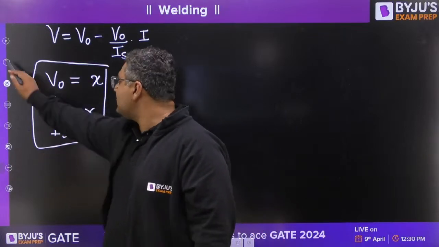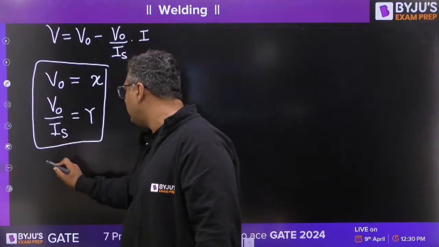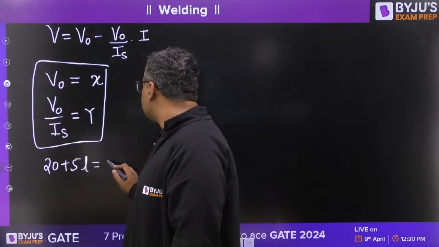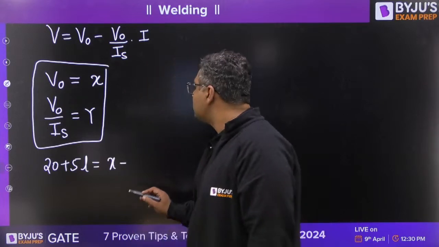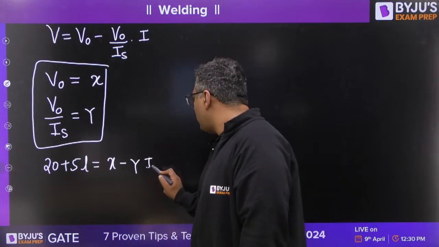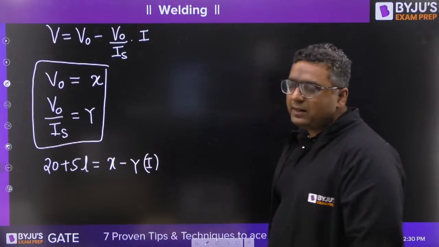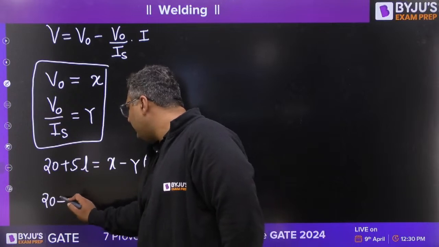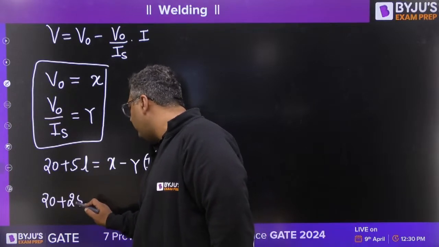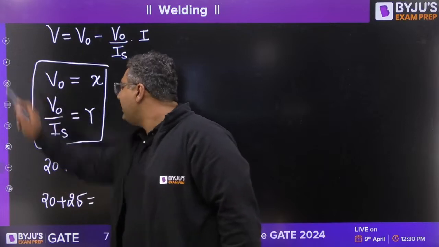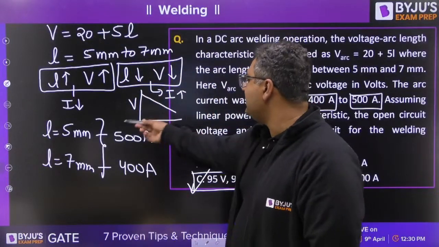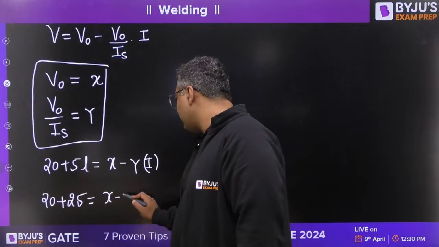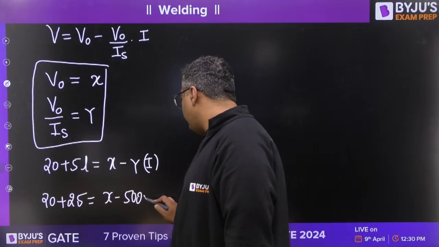V is already given as A plus BL, that is 20 plus 5L. So 20 plus 5L is equal to X minus Y times I. Now you just need to put the values. When L is going to be 5 mm, 20 plus 5 into 5 is 25. It is X minus Y times the current, which is 500 for 5 mm. So X minus 500Y.